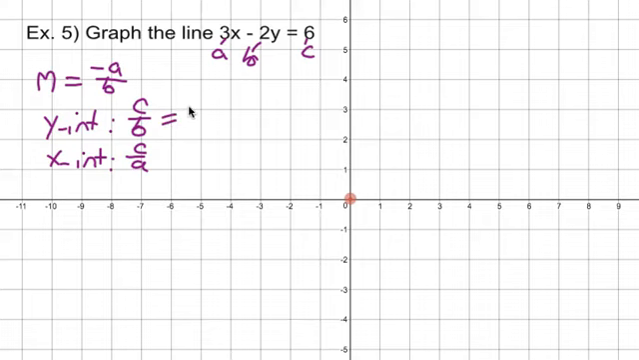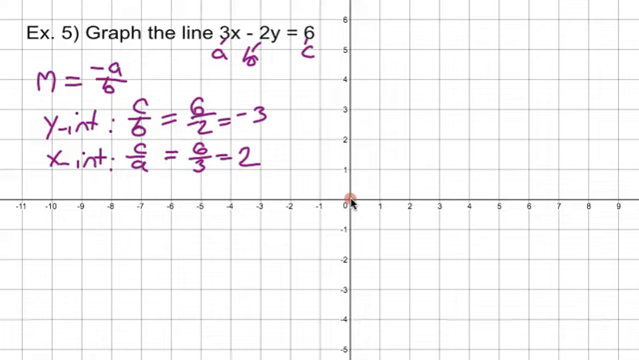So let's go ahead and calculate those x and y intercepts. The y-intercept would be 6 over -2, which is -3, and the x-intercept would be 6 over 3, which is 2. So all that's left now is to plot those 2 points.